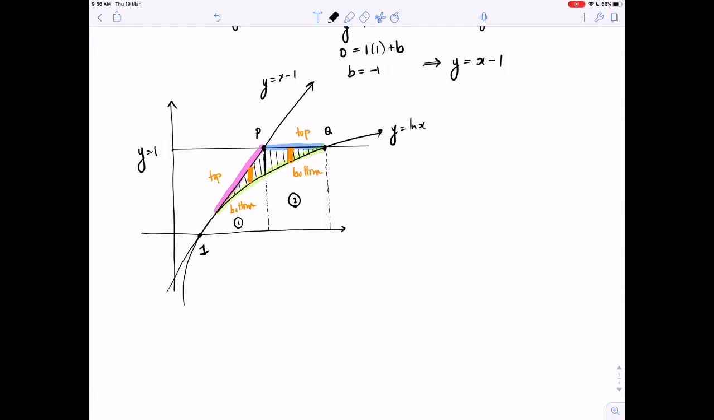So let's call them P and Q. And to find point P, we need to do the intersection of the line y is equal to 1 with the line y is equal to x minus 1.